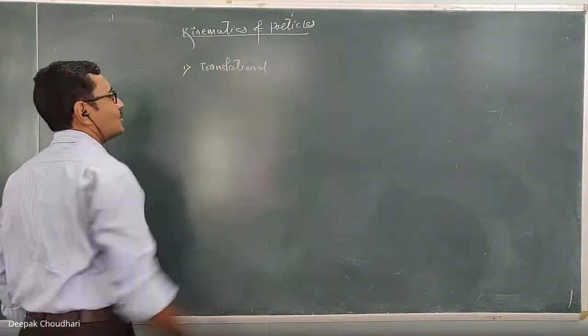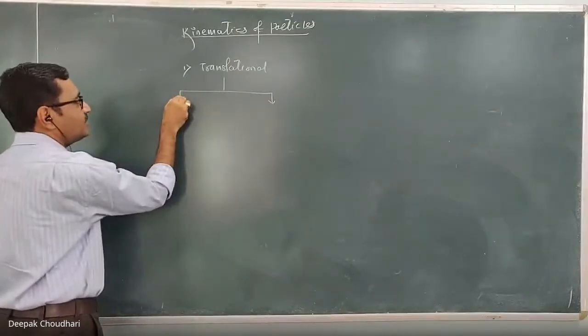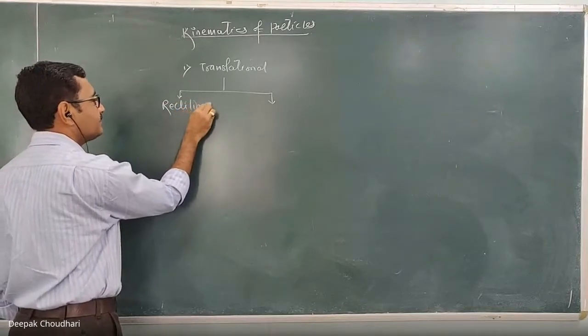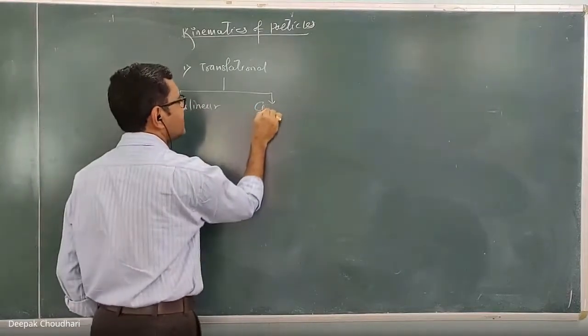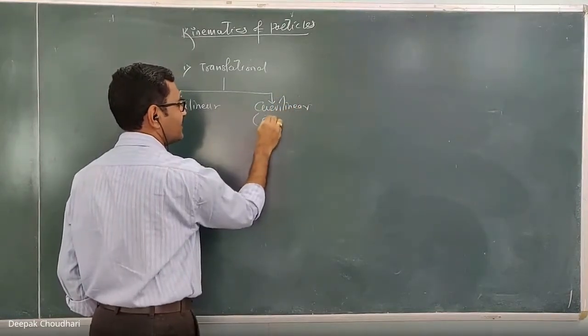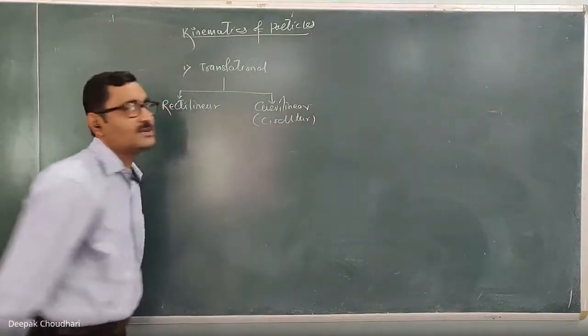A particle doesn't have rotational motion. Then this translational motion of a particle is further divided into two parts. One is rectilinear translational motion, and the other one is curvilinear translational motion, or circular motion. Circular motion is one type of curvilinear motion only.